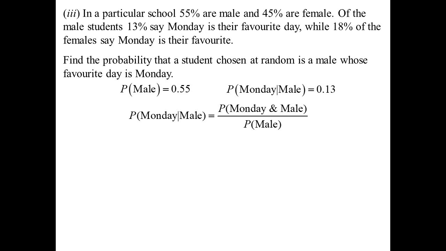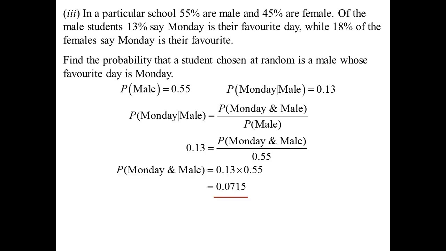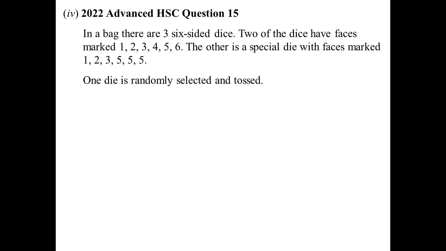So the probability that they like Monday, given that they're male, would be the probability of the intersection, which is what we're trying to find here. What's the probability a random student is a male whose favourite day is Monday? So they're Monday and they're male, divided by the probability of male. Let's substitute in what we know: Monday given male, 0.13, and on the bottom of the fraction, probability of male, 0.55. If I rearrange that, I can find the probability we're looking for, and it ends up being 0.0715.